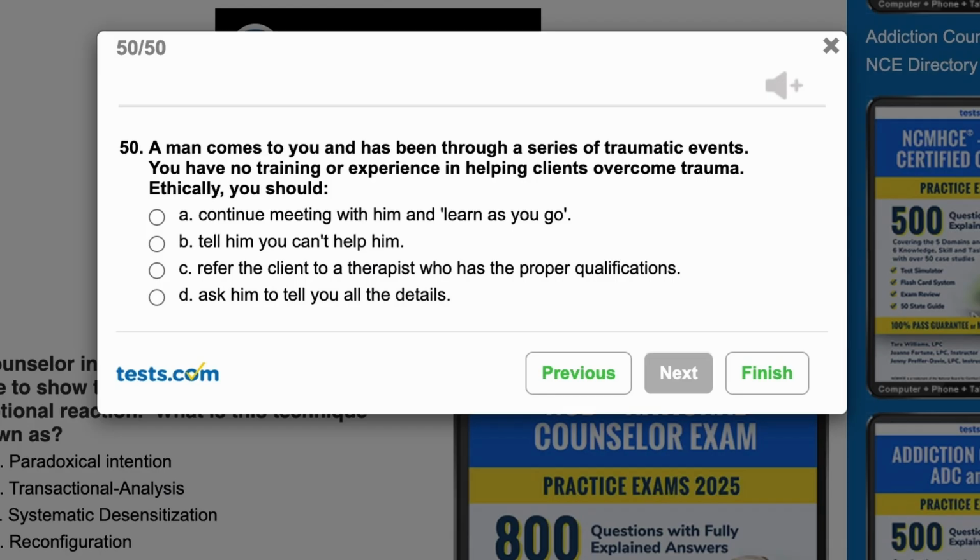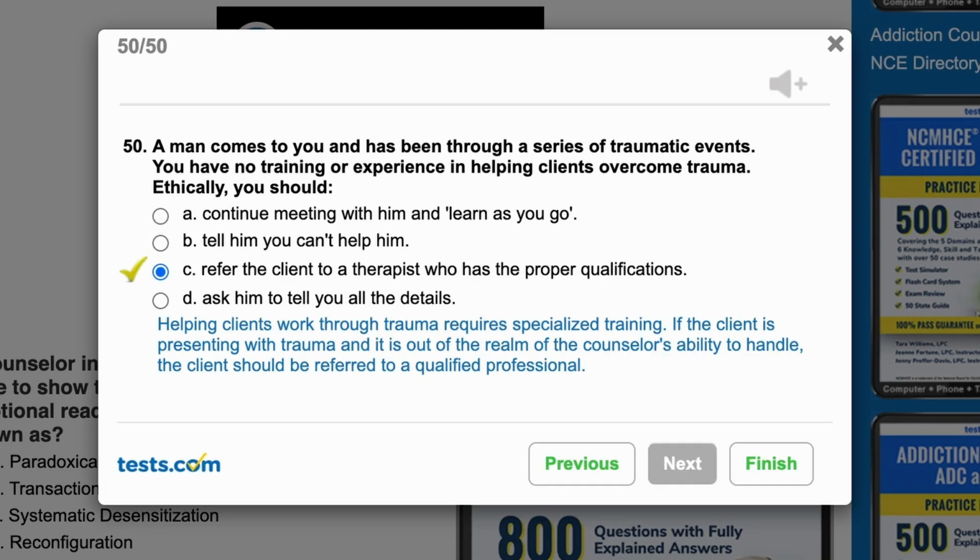A man comes to you and has been through a series of traumatic events. You have no training or experience in helping clients overcome trauma. Ethically, you should A. Continue meeting with him and learn as you go. B. Tell him you can't help him. C. Refer the client to a therapist who has the proper qualifications. Or D. Ask him to tell you all the details. C. Helping clients work through trauma requires specialized training. If the client is presenting with trauma and it is out of the realm of the counselor's ability to handle, the client should be referred to a qualified professional.